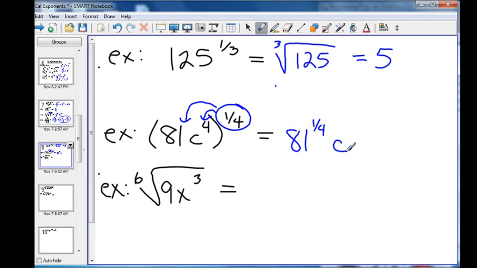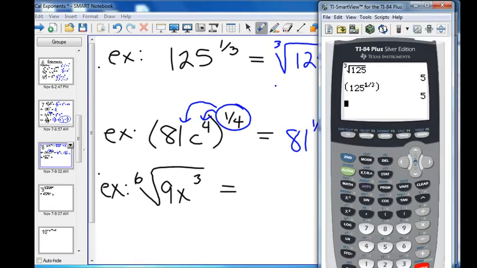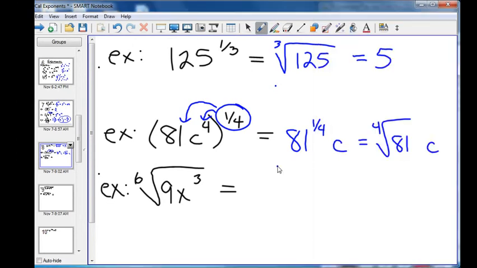Now 81 to the 1/4 I can plug in that way, or I can rewrite it as the 4th root of 81 times c. I'll just do 81 raised to the 1/4. Gives me 3. So this is equal to 3c.